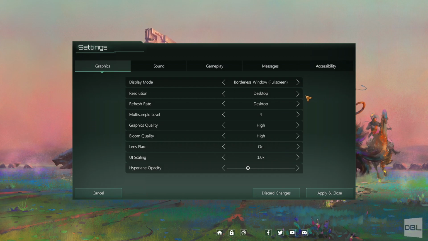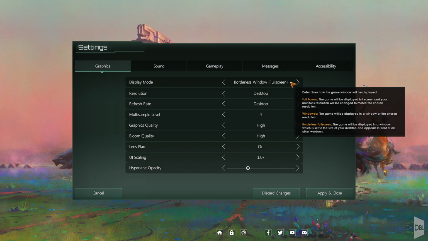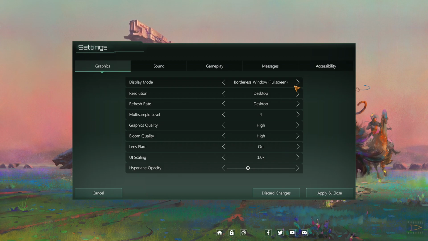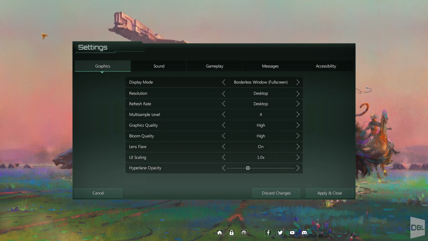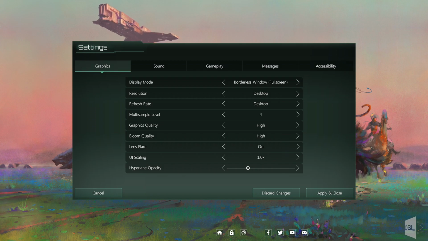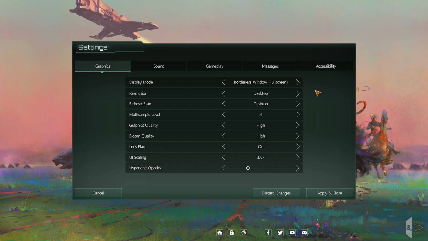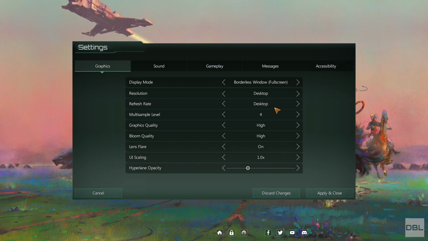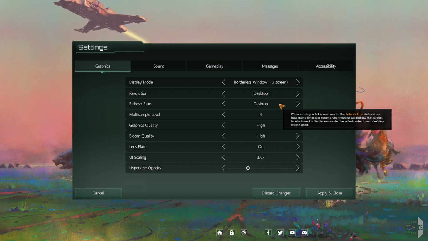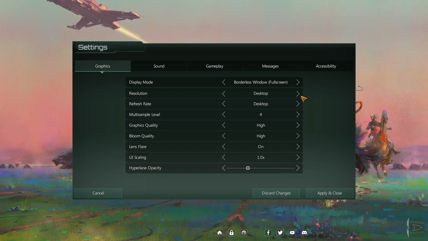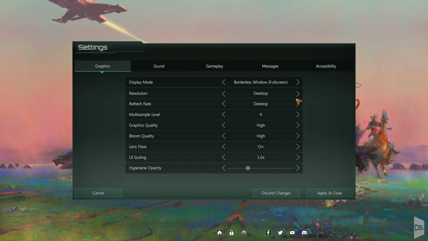Take a look at some settings. Set on borderless window full screen. I think that's good. Allows me access to stuff on the side. Using 3 monitors, so I think we'll leave it at that. My computer seems to be okay with it so far. It's not even hitting 3%. Resolution desktop. I guess that's just whatever I'm playing on.